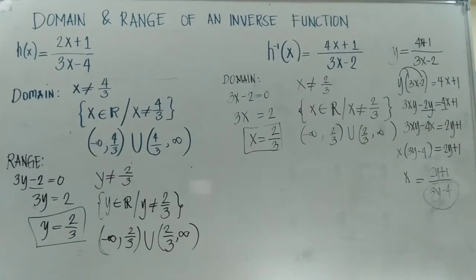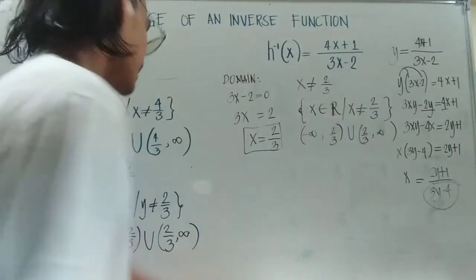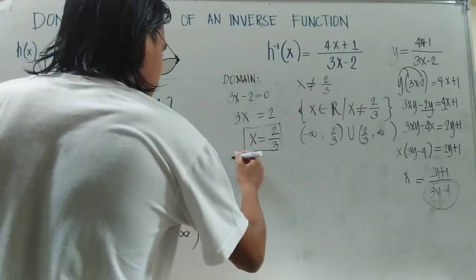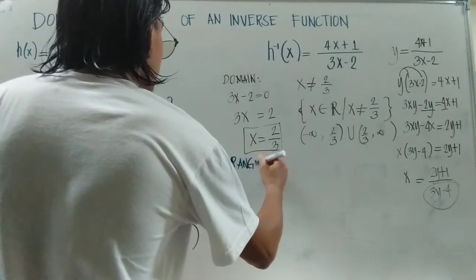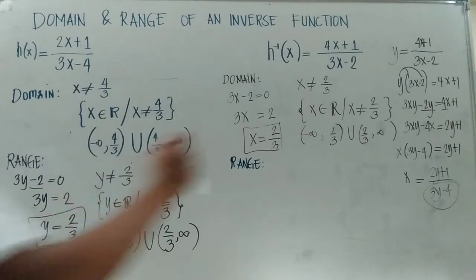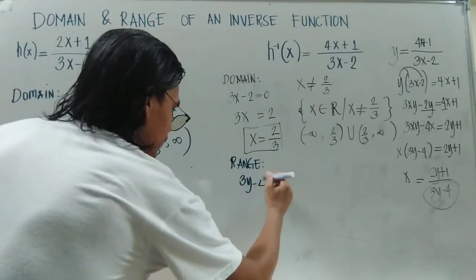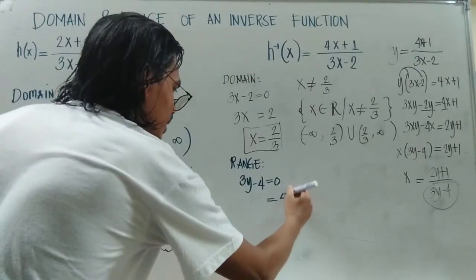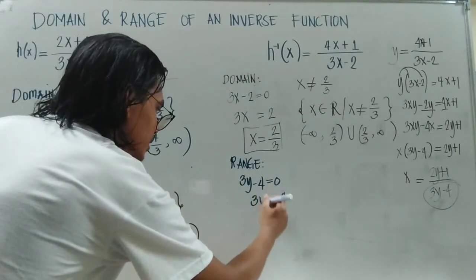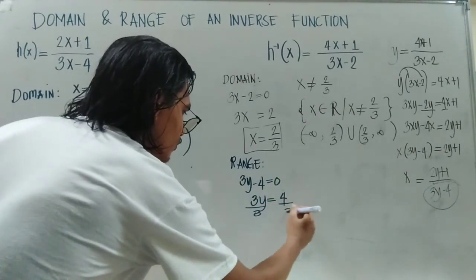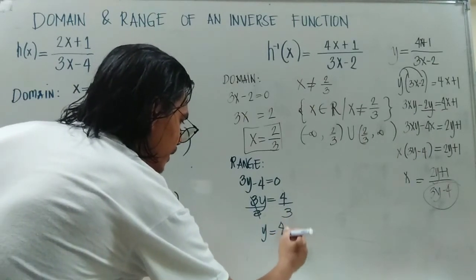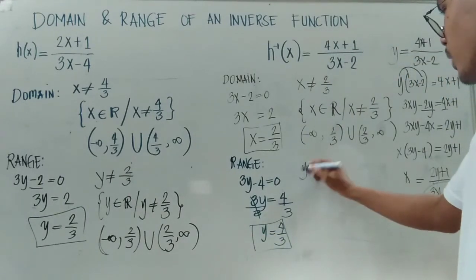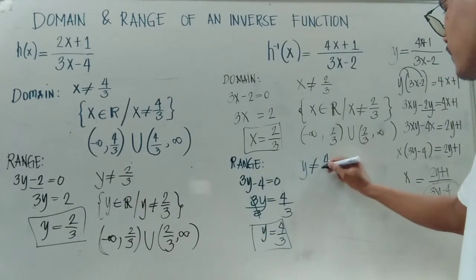So just look at your denominator. The denominator is 3y minus 4. So solving the range, 3y minus 4 equals 0. Solve for y: minus 4 will become plus 4 on the other side, equals 3y. Divide both sides by 3. We will get y equal to 4 over 3. Then the range is y not equal to 4 over 3.